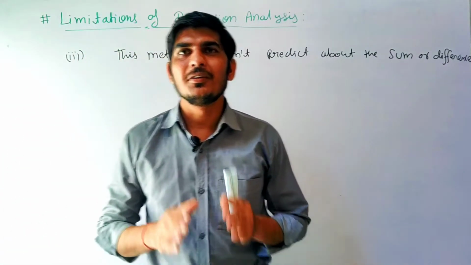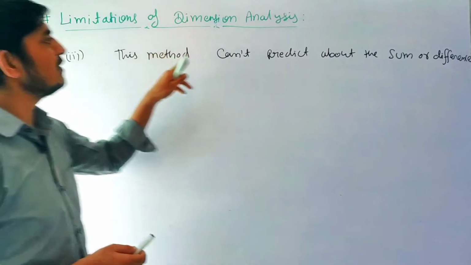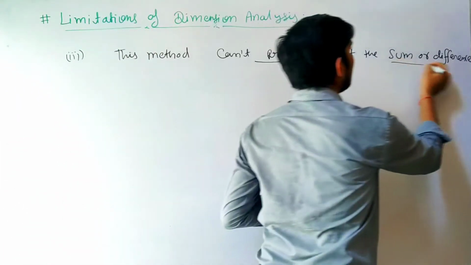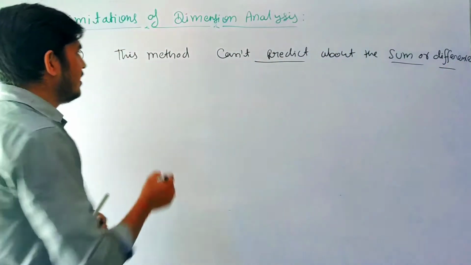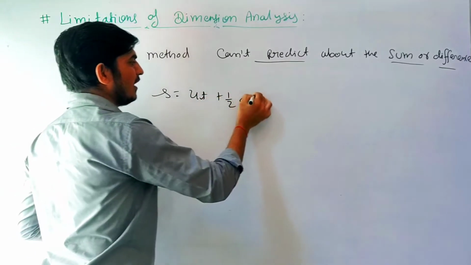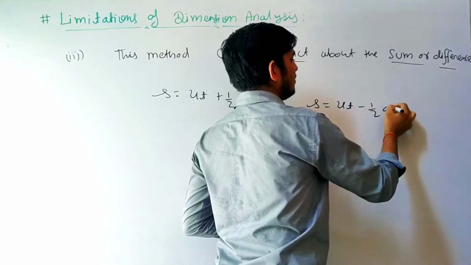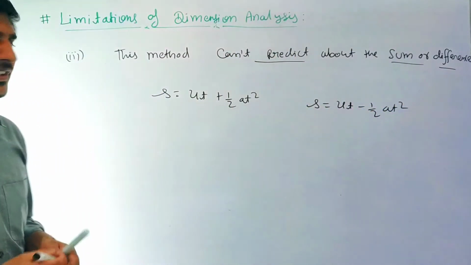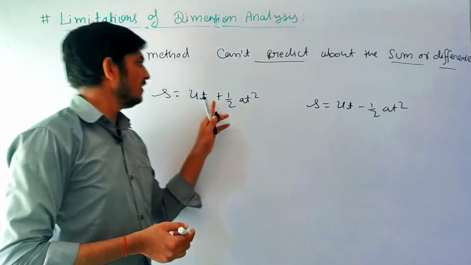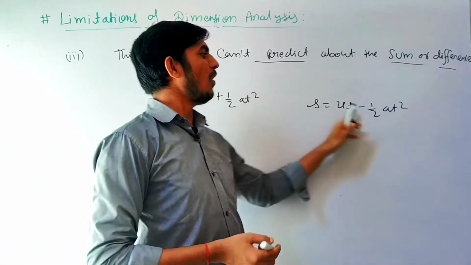Yes, dear student, we have another limitation of dimensional analysis. It says that this method cannot predict the sum and difference sign. What is the meaning of that? Let's see. You have s is equal to ut plus half at square, or you can also write s is equal to ut minus half at square. Now tell me which one is correct and which one is wrong.